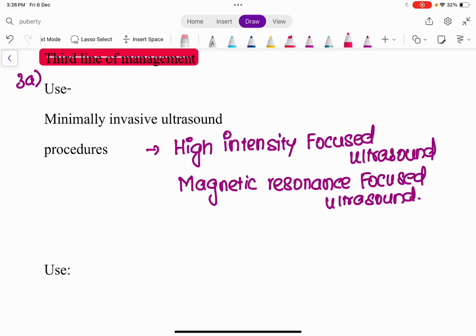3A is majorly concerned with minimally invasive ultrasound procedures. So with the help of ultrasound, you're going to do some procedure. And those are the high intensity focused ultrasound and the magnetic resonance focused ultrasound. So what do you mean by focused? Basically you're going to focus the ultrasound waves towards the fibroid, so it is going to result in coagulative necrosis of the fibroid. So through these ultrasound procedures, which are minimally invasive, you are going to cause coagulative necrosis of the fibroid.